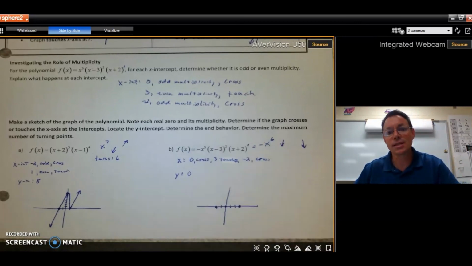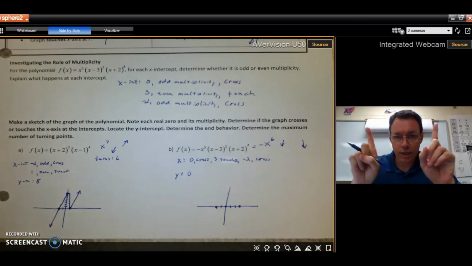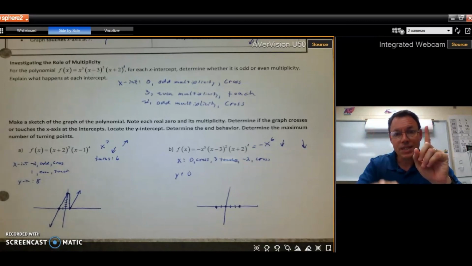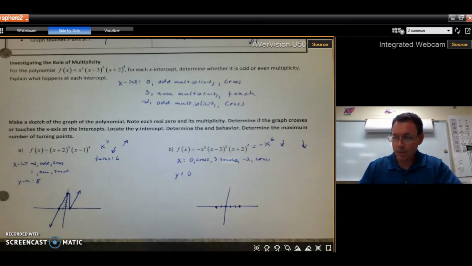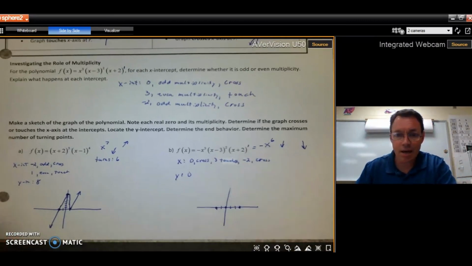So x to the 6, that's even. So the ends would go up and up. They go in the same direction. But the negative is going to flip it. So the ends of my graph are going to go down and down. So hopefully you didn't get tricked by that. Okay, and if you did, you won't get tricked next time.